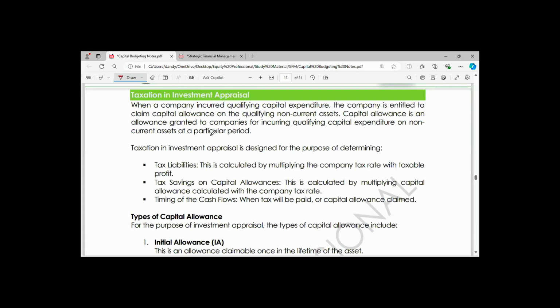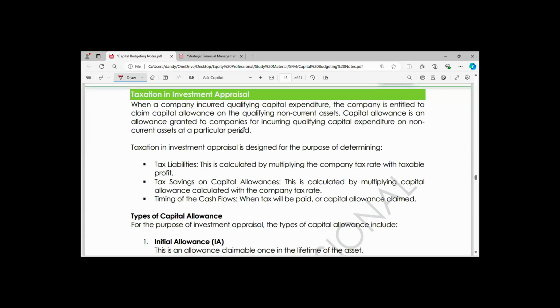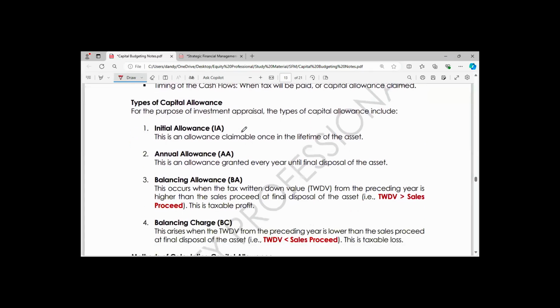Now, what are the major types of capital allowance? There are 4 different types of capital allowance in relation to finance, or for the purpose of finance. We have 1, initial allowance, then 2, annual allowance, 3, balancing allowance, then 4, balancing charge.